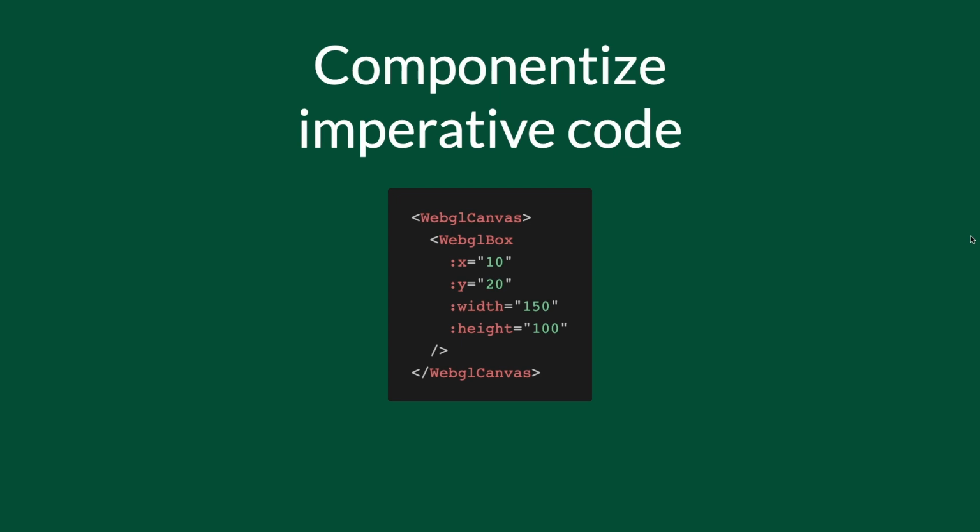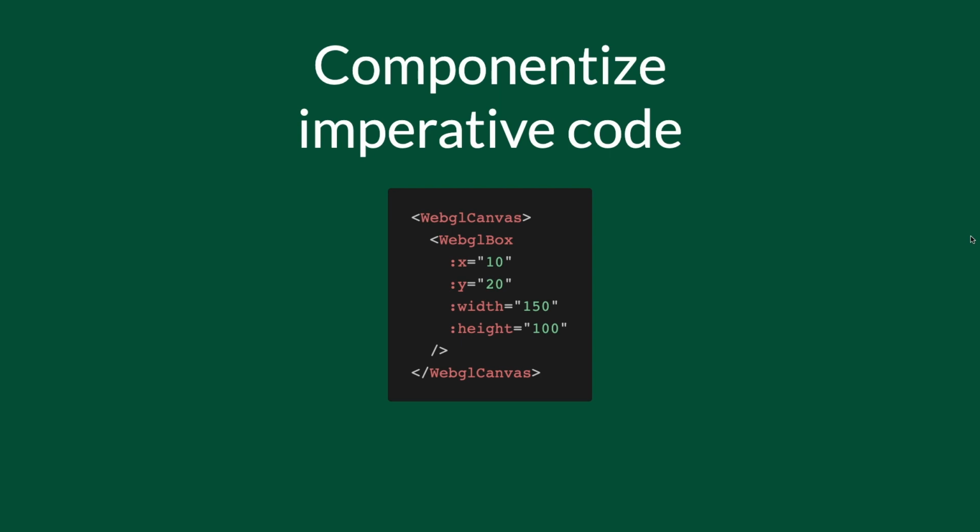And I highly recommend, no matter what component system you're using, it's great to componentize imperative code. So when you're using something like Mapbox.gl or Mesh.js, which gives you some imperative code that you can write, you can turn it into components that you can use together.